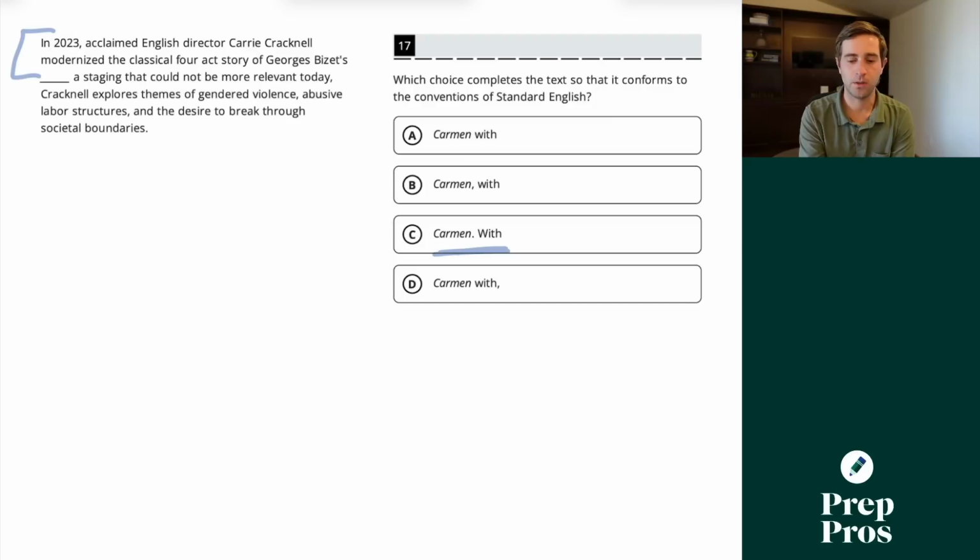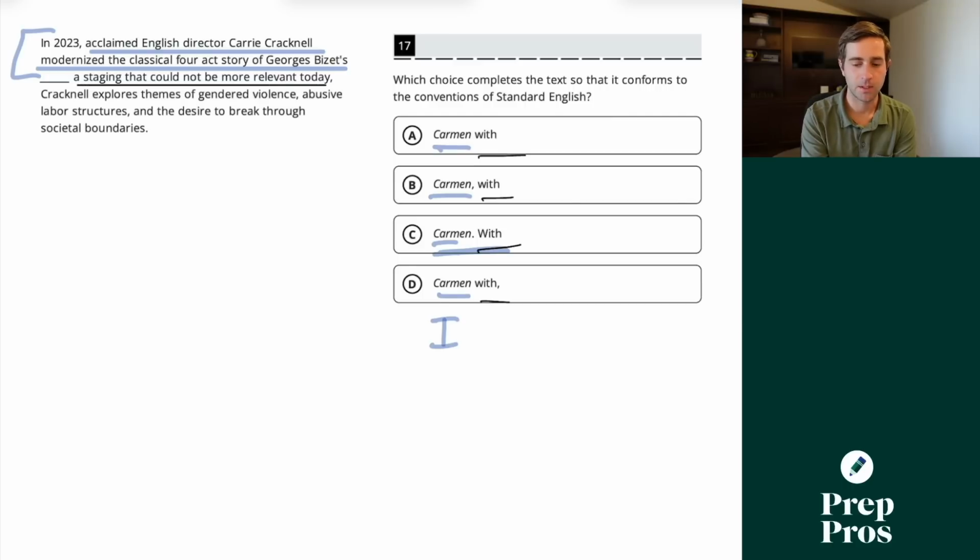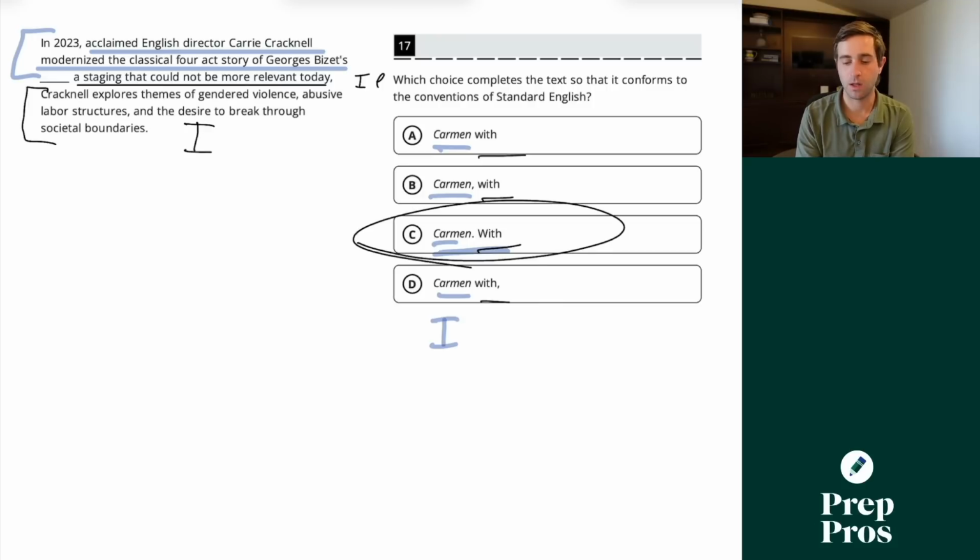Here in 2023, acclaimed English director Carrie Cracknell modernized the classical 4-act storage of George Bizet's Carmen. Well, all the way up to Carmen, we have an independent clause. Now we'll look at what comes after. With a staging that could not be more relevant today, this is what I classify as an introductory phrase. Cracknell explores themes of gendered violence, abusive labor structures, and the desire to break through societal boundaries. This is another independent clause. Since we have 2 independent clauses, we have to use the period to join the 2 of them together.